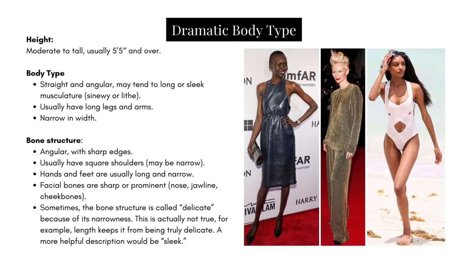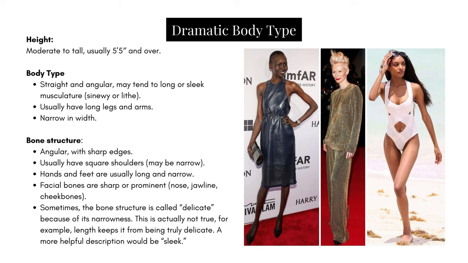Now let's discuss the dramatic body type. Height. Dramatics will be moderate to tall, usually 5'5" and over. These women have a long vertical line, so they appear tall, and most often are. With that said, there is no lower limit, so technically these women could be shorter. However, these women will not be petite.